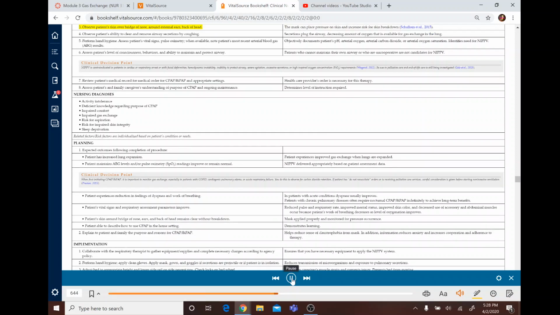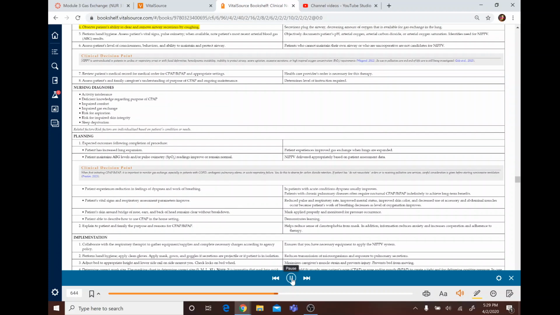3. Observe patient's skin over bridge of nose, around external ears, back of head. The mask can place pressure on skin and increase risk for skin breakdown, Shalom 2015. 4. Observe patient's ability to clear and remove airway secretions by coughing.